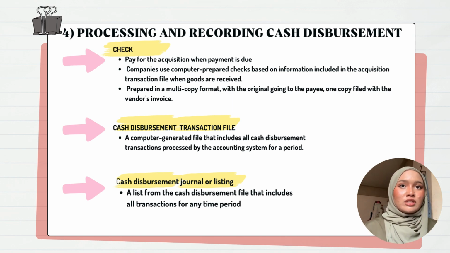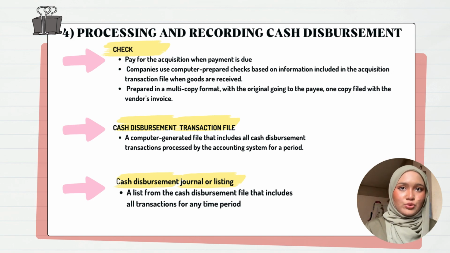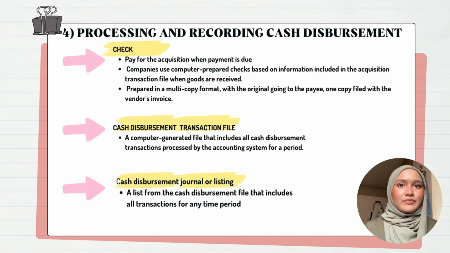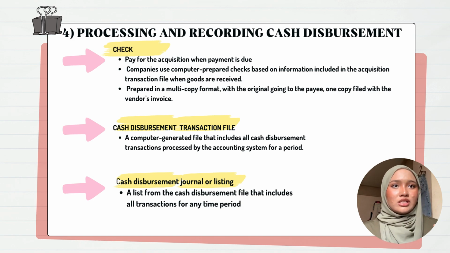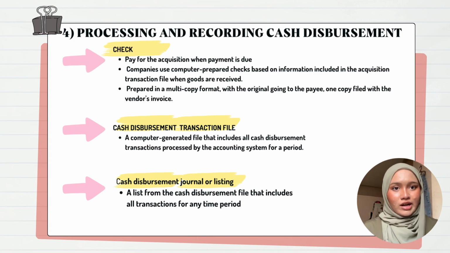We have three documents related to it, of which the first one is check. Check is a payment for the acquisition when payment is due. Companies use computer-prepared checks based on information included in the acquisition transaction file when goods are received. It is prepared in a multi-copy format with the original going to the payee, and one copy filed with the vendor's invoice. For the second, we have the cash disbursement transaction file.